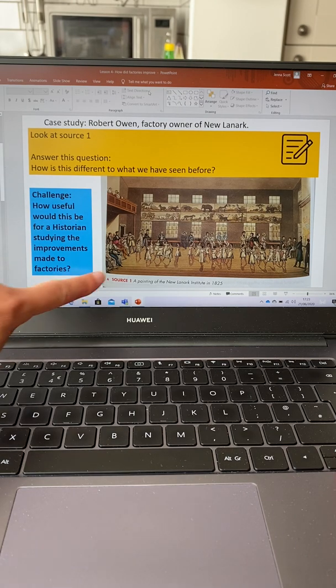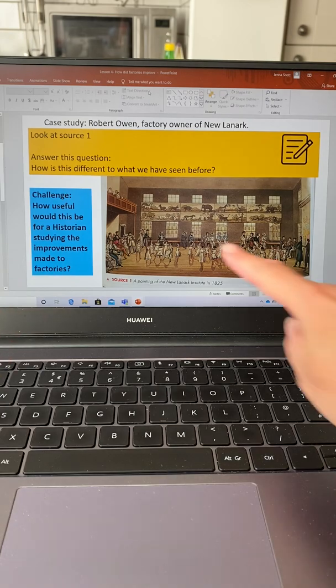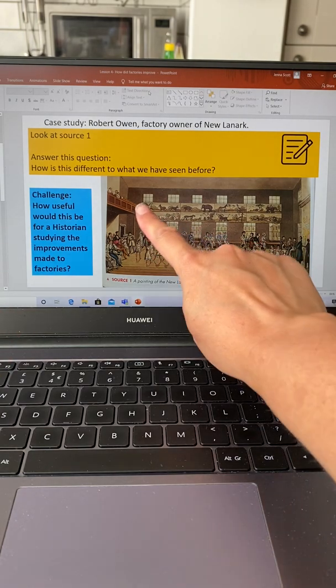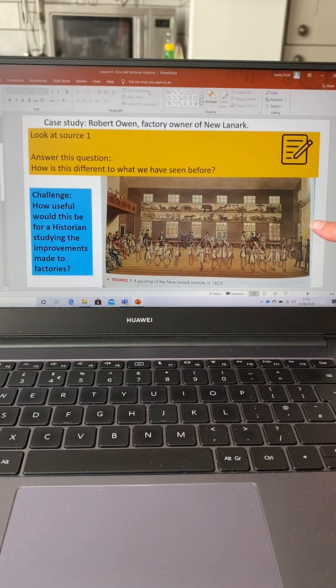Now, again, have a little look at this picture here. This is source 1. Have a look what's happening here. Have a look what's on the walls. Have a look even what's on the walls over here as well. So again, this is inside of a factory. Well, it doesn't look anything like you looked at last lesson. So nice, easy. How is this different to what we've seen before?